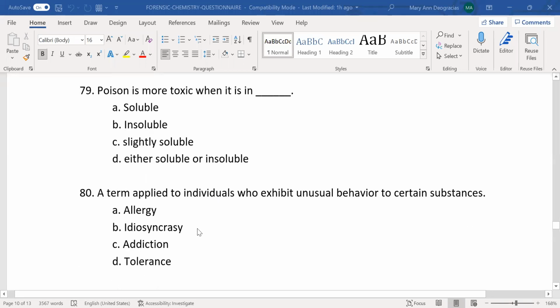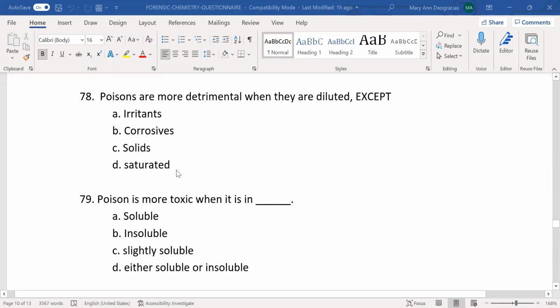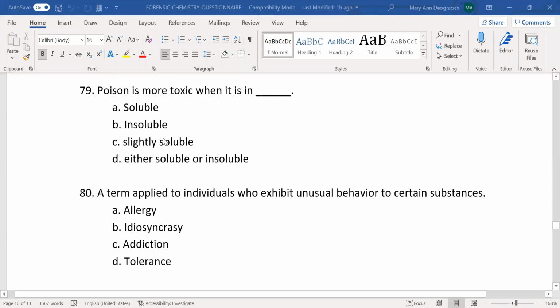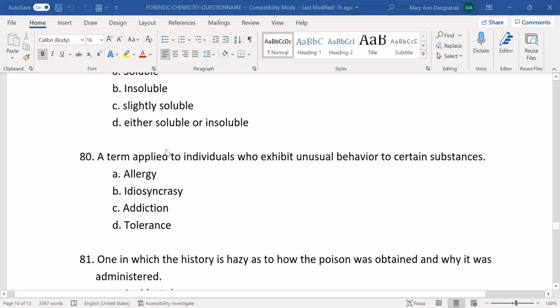Okay, 80. A term, ano po yung sagot sa 78? Corrosives. B, Bravo. 80 na tayo. A term applied to individuals who exhibit unusual behavior to certain substances. Example dito is, halimbawa, newbie kang umiinom ng alak. Halimbawa, hard yan. No, hard. And then, nagkaroon ka ng pantal-pantal o kaya pamumula ng skin. A term, hindi siya allergy. Ayan. Hindi. It's letter B.